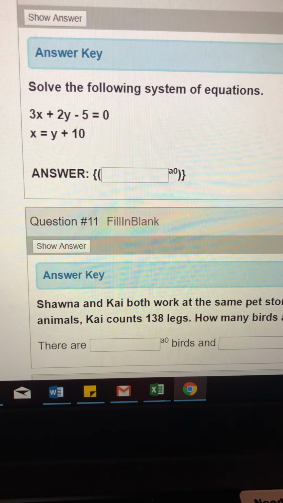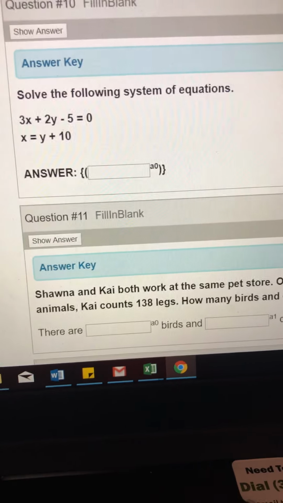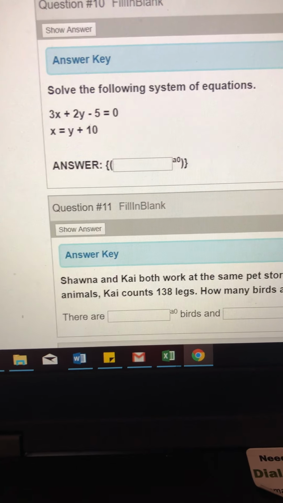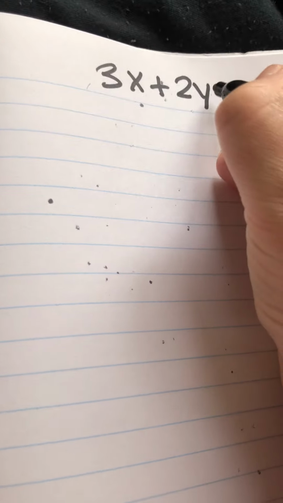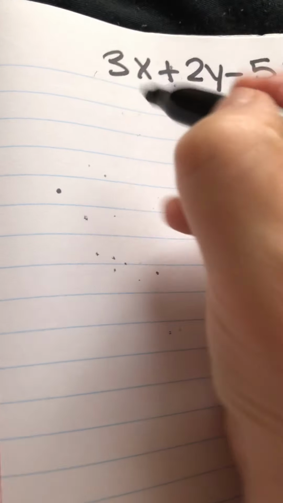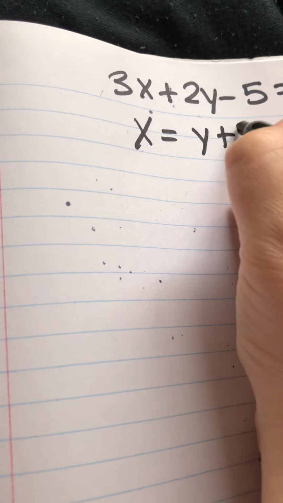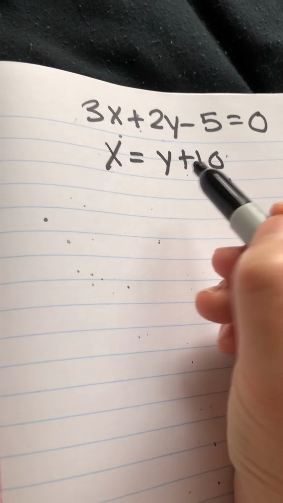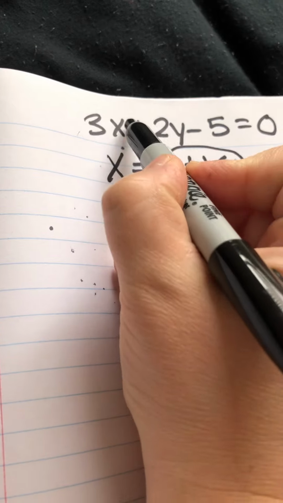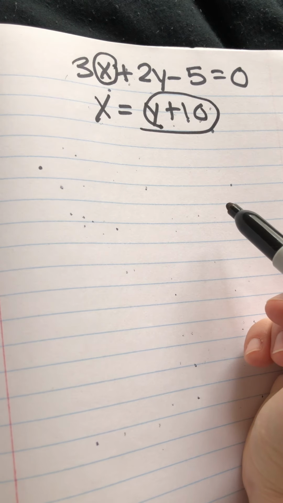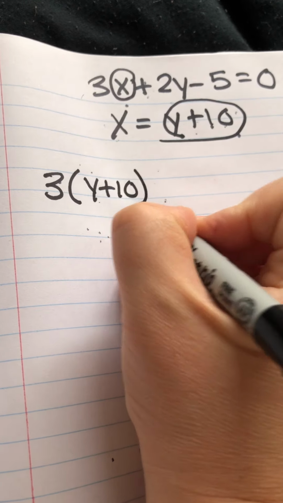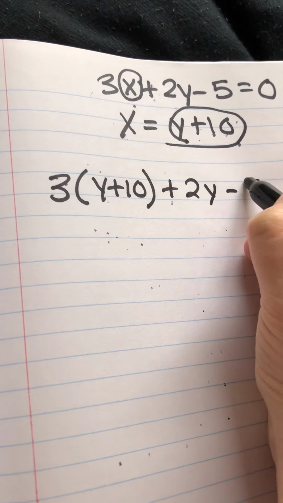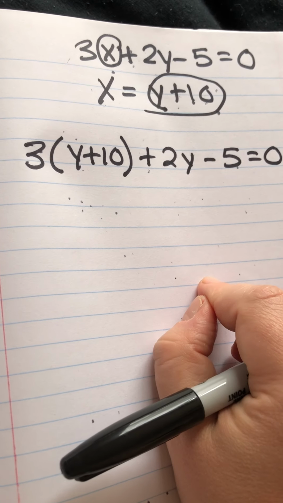The next one says solve the following system of equations. So again, we can see that we have 2 equations and we do have one that has an x by itself. So if I go ahead and write this out, I'll have 3x plus 2y minus 5 is equal to 0. And then I have x is equal to y plus 10. Because we have this x by itself, I can take what this equals and plug it in for this x. So I'm going to rewrite it 3 times (y plus 10) plus 2y minus 5 is equal to 0. And I'm going to solve from there.